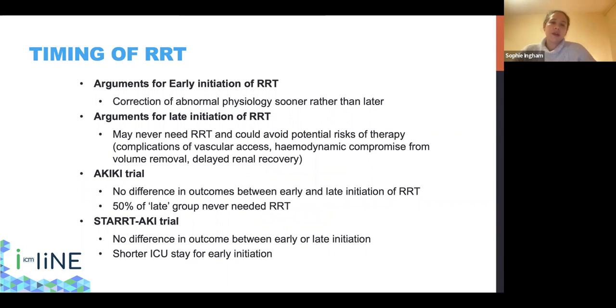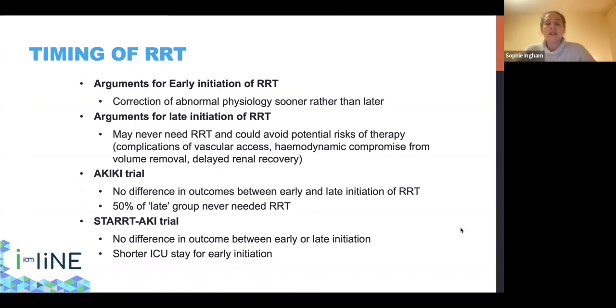So renal replacement therapy can be initiated early or late. There are a couple of trials here, and essentially they both say that there's no real difference in the outcomes between early and late initiation of renal replacement therapy. The benefit of initiating it early is that you can correct abnormal physiology sooner, with a reduced amount of time in, for example, hyperkalemia or an acidotic state. With regard to arguments for late initiation, it means that you truly are initiating it on patients that do need it, rather than doing it too early on patients who may have corrected their own physiology.